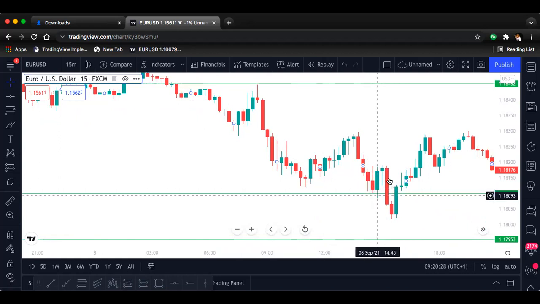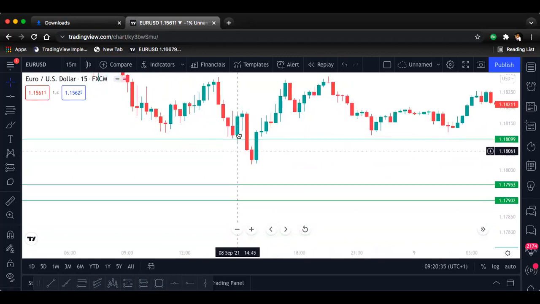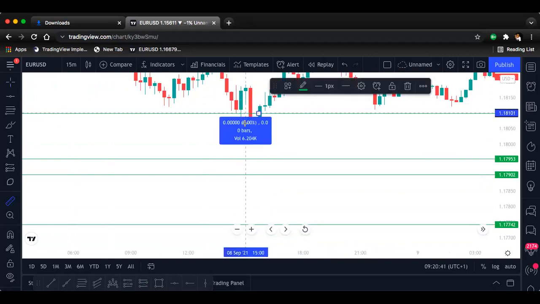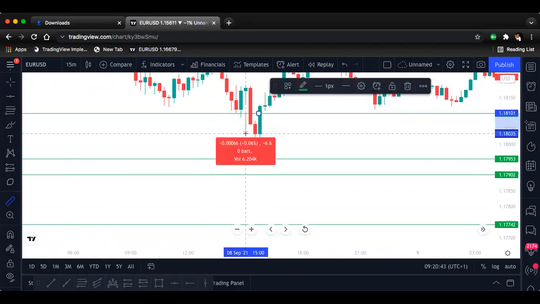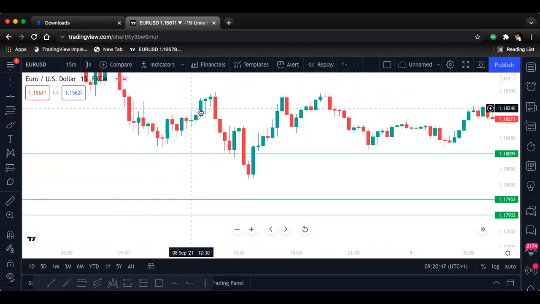Let's say I would have taken a buy trade here and lost 5 pips, maybe. Let's calculate 5 pips. I don't know if this is up to 5 pips. Yeah, it's more than 5 pips. I would have lost 5 pips there, but compared to what you gained, it's nothing.